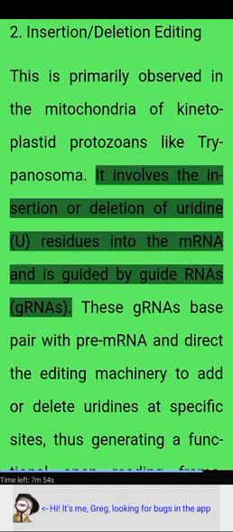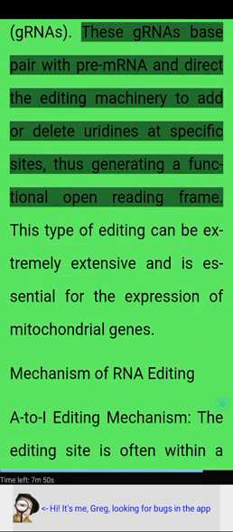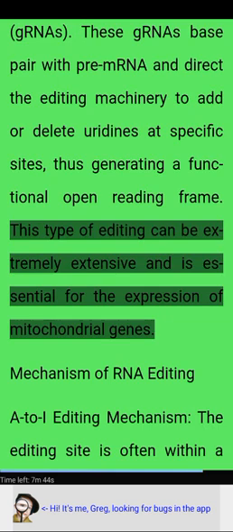It involves the insertion or deletion of uridine (U) residues into the mRNA and is guided by guide RNAs (gRNAs). These gRNAs base pair with the mRNA and direct the editing machinery to add or delete uridines at specific sites, thus generating a functional open reading frame. This type of editing can be extremely extensive and is essential for the expression of mitochondrial genes.